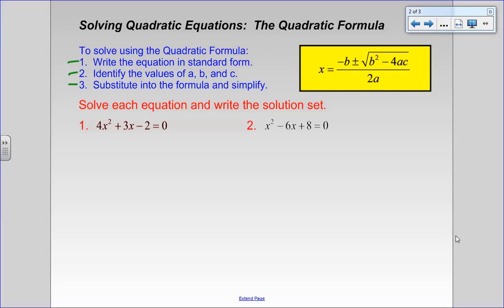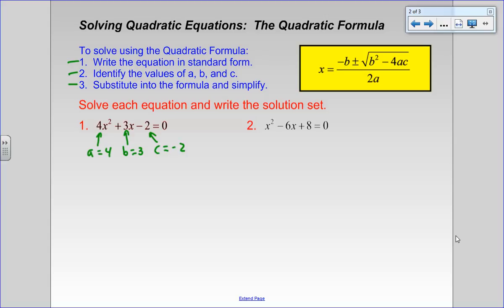Let's do some examples. In problem 1, we have 4x squared plus 3x minus 2 equals 0. This equation is already in standard form, so we can see that the value of a is 4, the value of b is 3, and the value of c is negative 2.